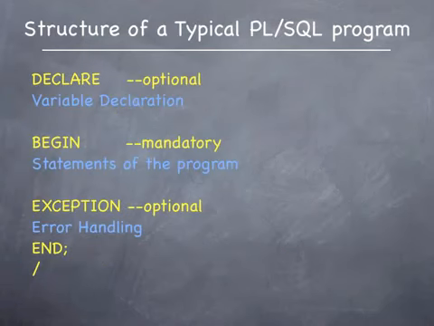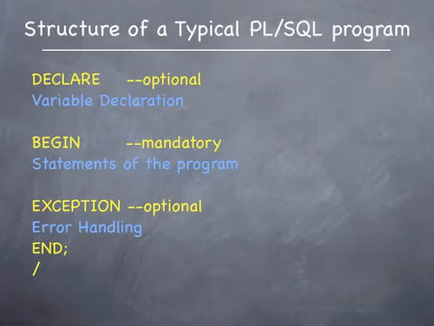Here is the structure of a typical PL/SQL program. A program can have up to 3 distinct parts, 2 of which are optional and 1 of them is mandatory. The first section, which is optional, is called the declaration section. It is the section where you identify your variables, give the variables names, data types, and initial values if you want to. The second section is called the body of the program.